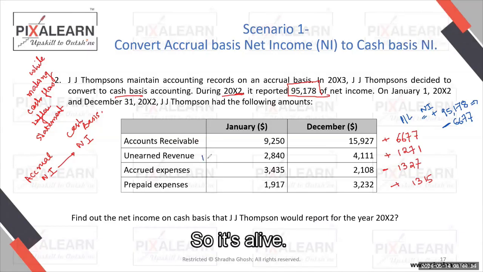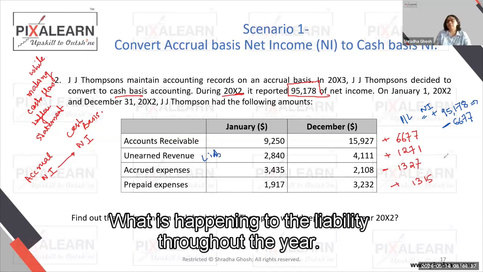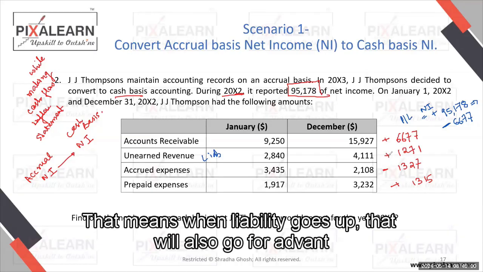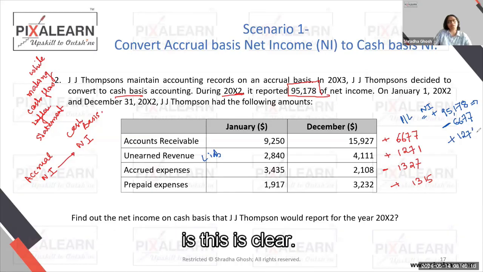Is this clear? So it's a liability account. What is happening to the liability throughout the year? That means when liability goes up, cash will also go up. At the bank account. Is this clear?